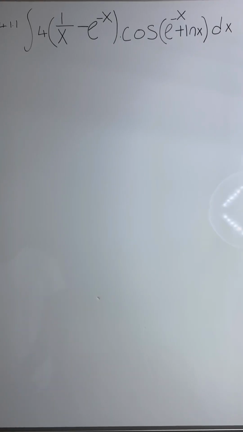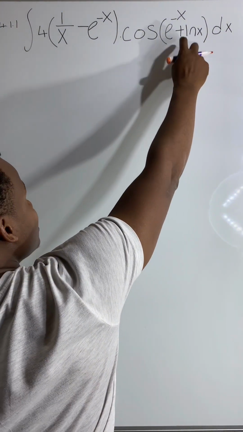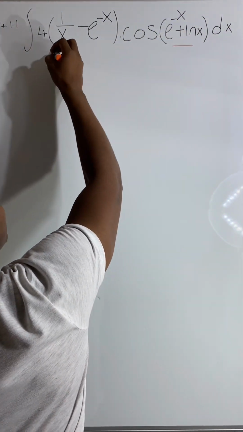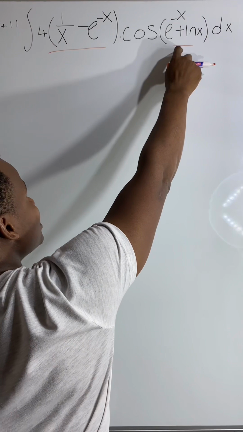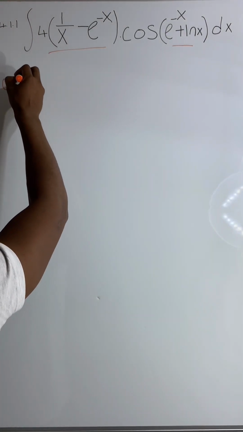Question 4.1.1, we have to evaluate the integral of 4 multiplied by (1 over x minus e to the power minus x) multiplied by cos of (e to the power minus x plus ln x) dx. This integral is not as bad as it looks because we can see that if we differentiate what's inside of our cos, we get what's in the bracket.